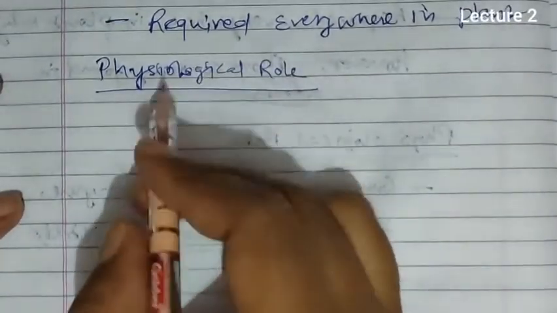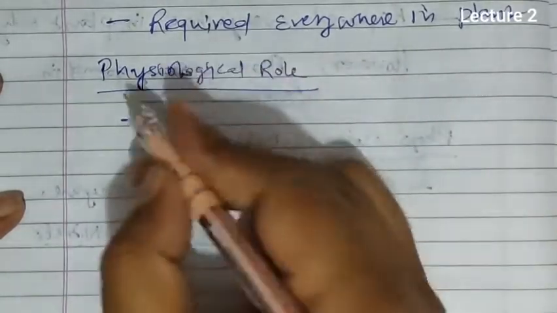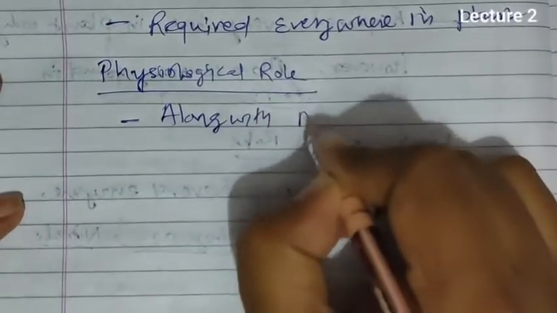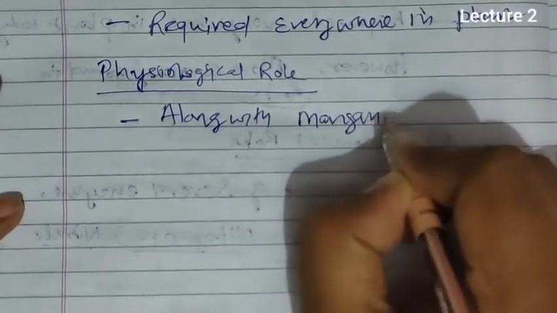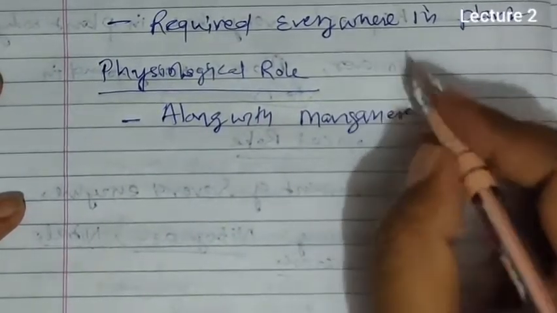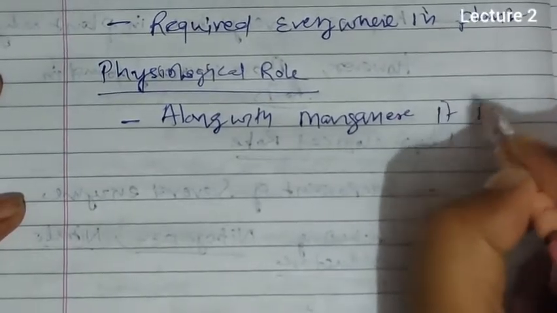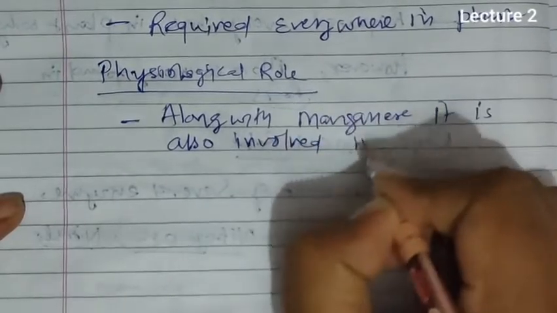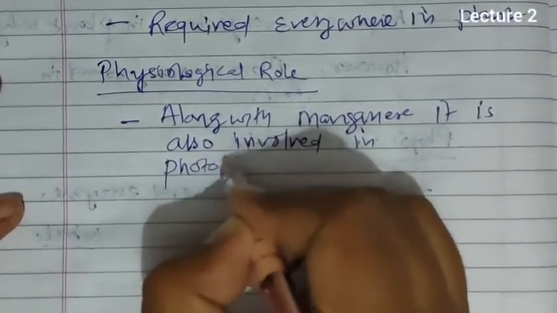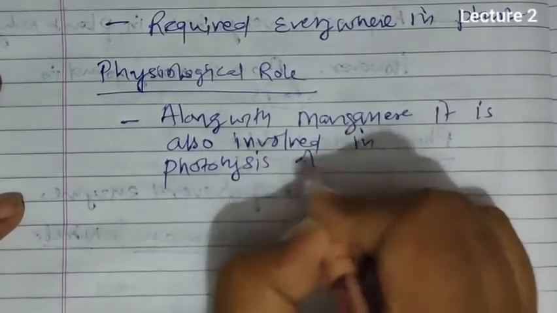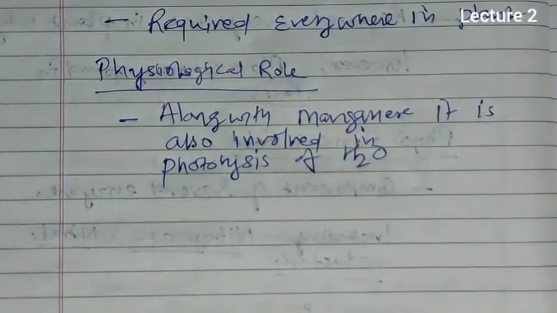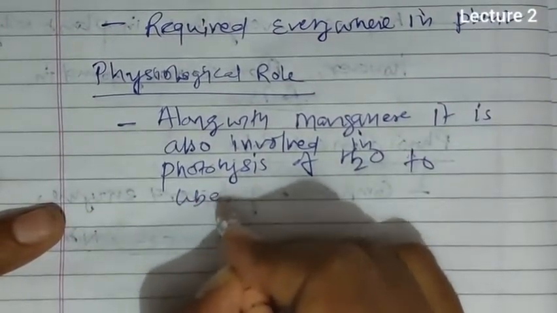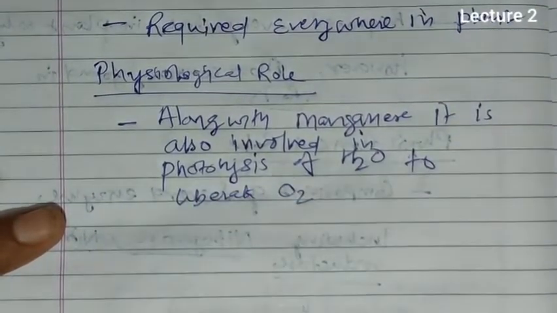then along with manganese, it is also involved in photolysis of water to liberate O2 during photosynthesis.